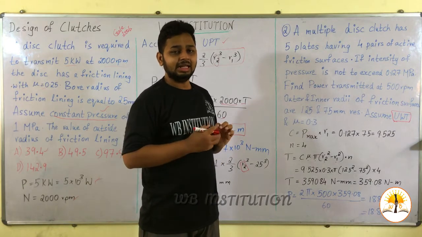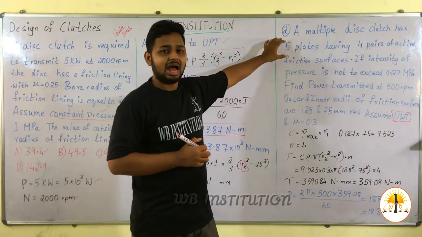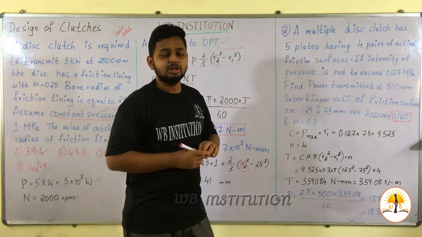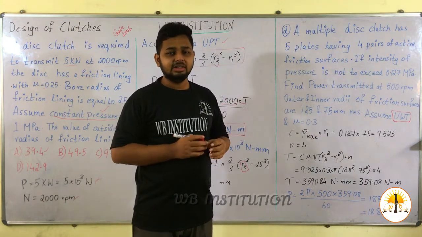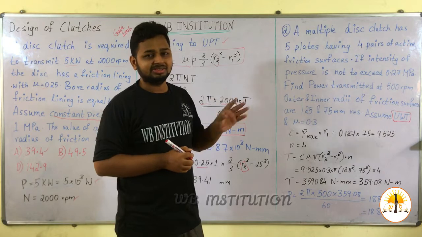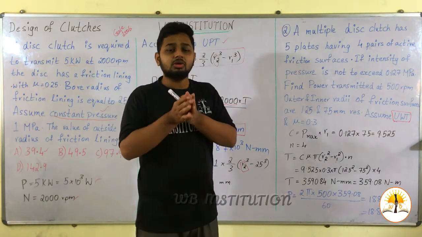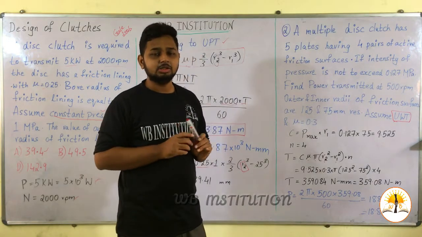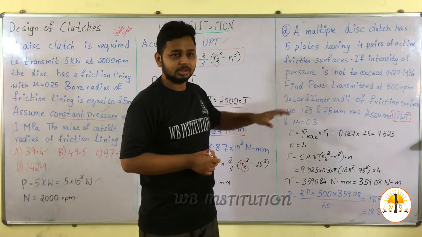Here N is the number of active friction surfaces, which is available in the given question. So if there are 5 plates, there will be 4 active surfaces. If there are 10 plates, there will be 9 pairs of active surfaces. So we have to take the value of the total number of active surfaces, not the number of plates. That is very important in these types of problems.